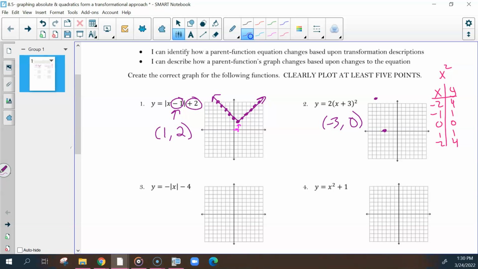1 times 2 would give me 2, so 1 to the left of this vertex point. Instead of up 1, I'd go up 2, and then it should follow on the other side. And this looks like it's been vertically stretched and moved to the left 3. But let's double check it just to make sure.